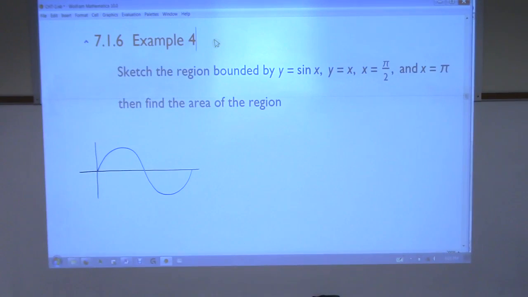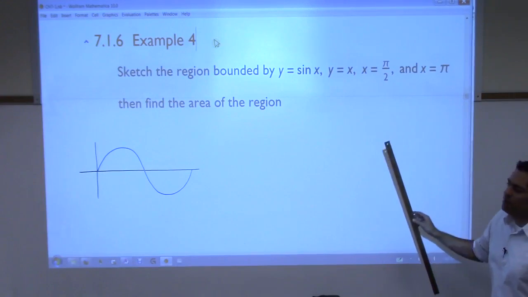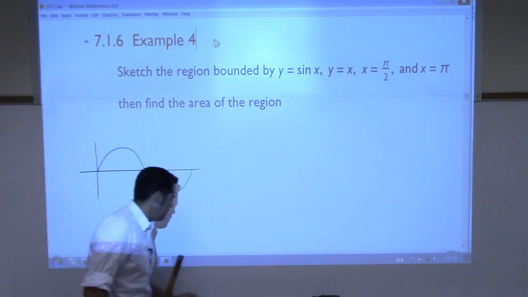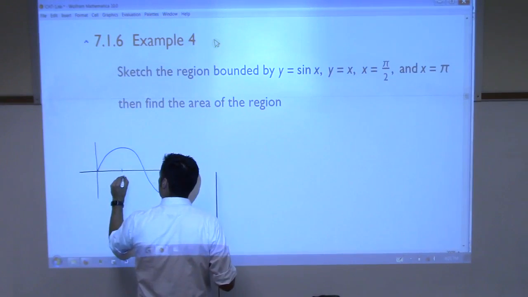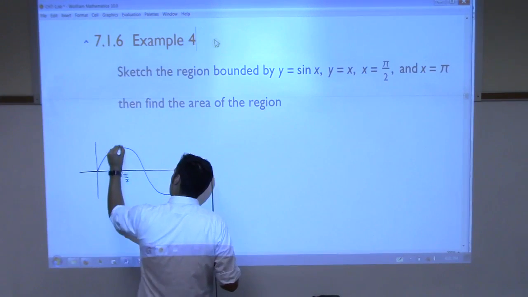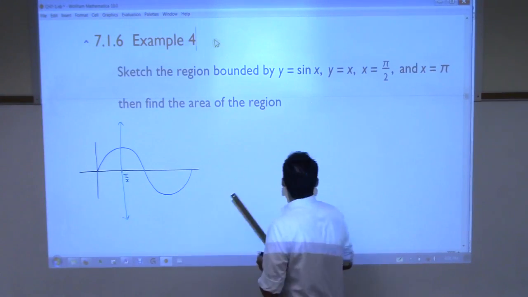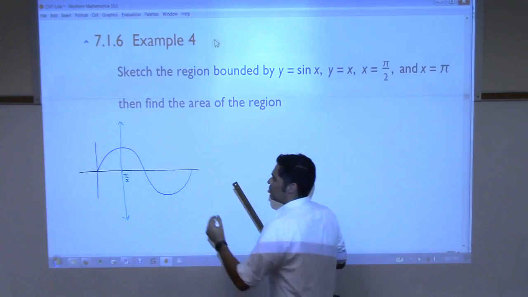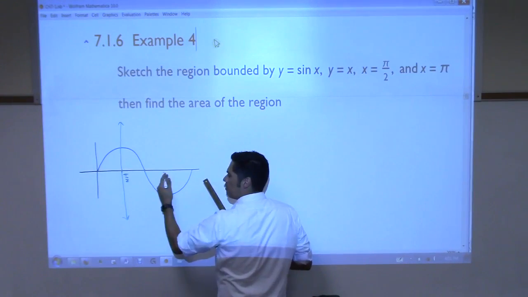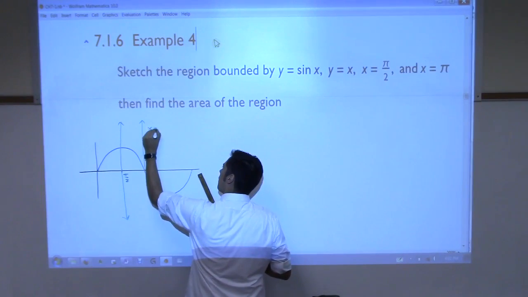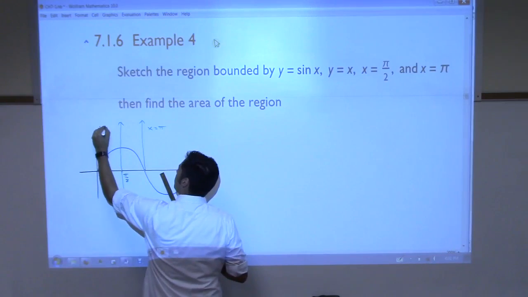X is pi over 2. What is that? It's a vertical line. And it has an x value of pi over 2, which should correspond with the peak of the sine function, shouldn't it? So I'm going to have a vertical line here at pi over 2. That's another curve. And then another one, x equals pi, that should correspond to this point, right? That's halfway through the period of sine. So this is x is pi, and this one was x is pi over 2.